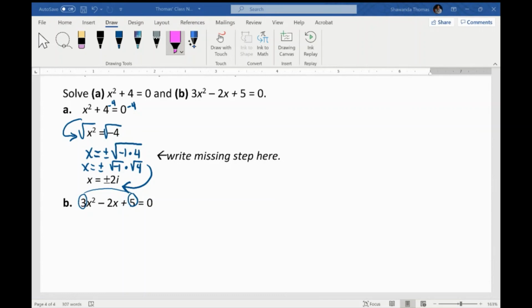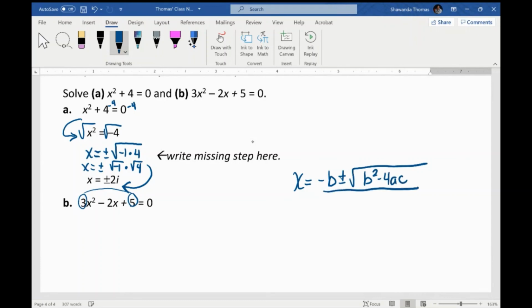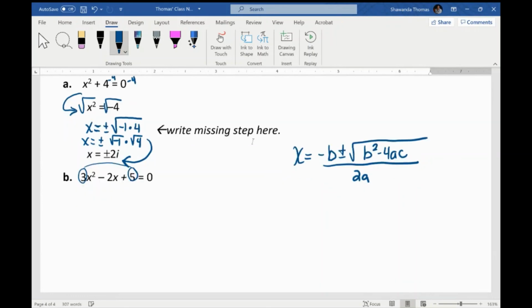Negative b plus or minus... Nakiria, no, not you. What is the quadratic formula? Remember I had y'all memorize it for the first quiz? Anybody still hold on to it? X is equal to negative b plus or minus the square root of b squared minus 4ac, over 2a. Yes, that's right. All right.